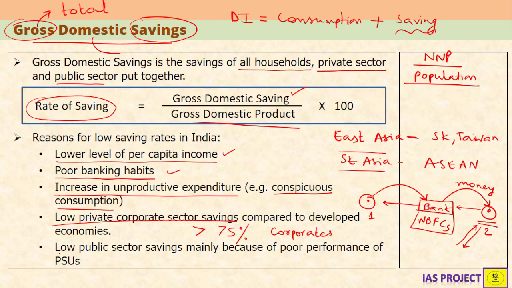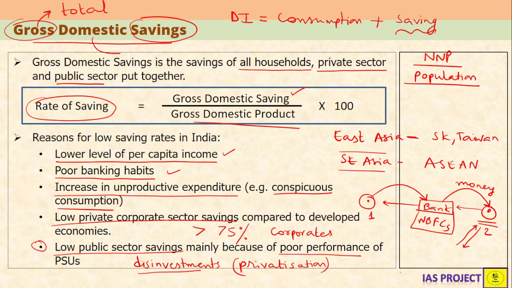The fifth point is low public sector savings, mainly because of poor performance of PSUs. We know that PSUs have very little efficiency compared to private enterprises. That is why the government is very much interested in disinvestments, which means privatization. We will talk about disinvestments in a separate video because this is a very important topic. We have many kinds of disinvestments: strategic disinvestment, non-strategic disinvestment, and outright sale also.